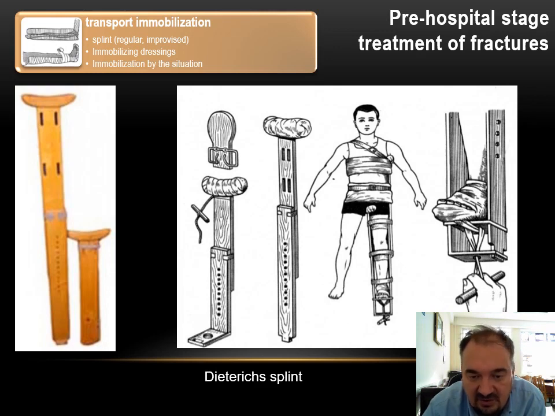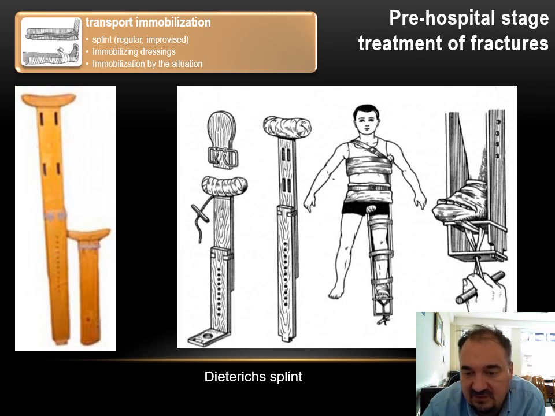To know what it is and how they work, we still have to look at the Dietrichs splint. A large, heavy splint made of wood, which fixes the lower limb extremely well, the entire lower limb, starting from the hip joint area and ending with the foot. This splint is very difficult to apply. It is big, I say again, heavy, consisting of several fragments.